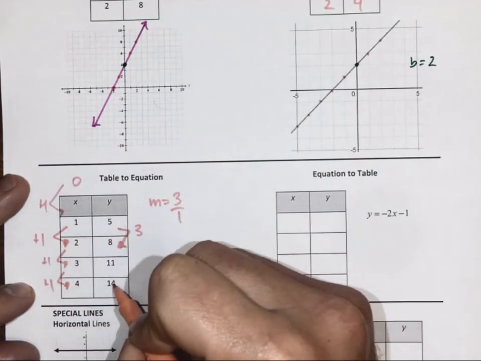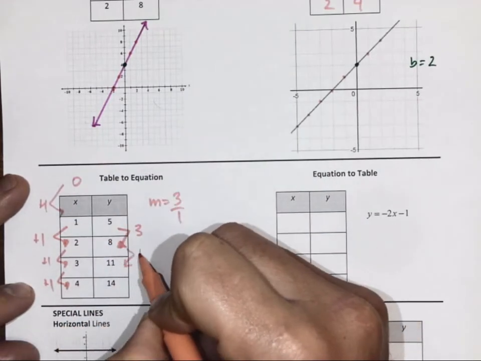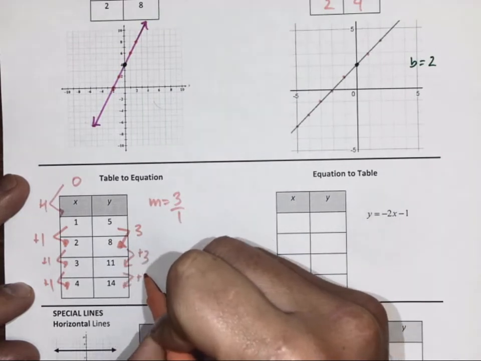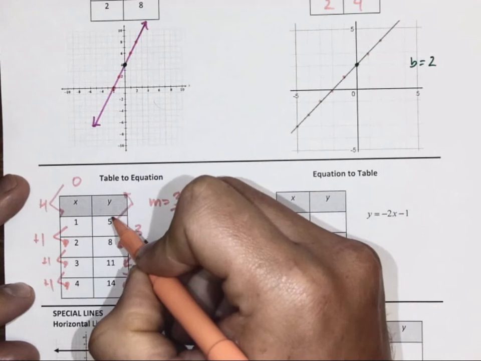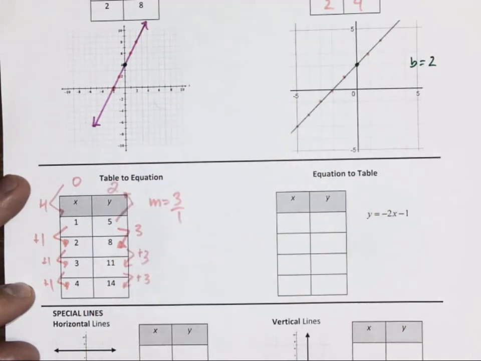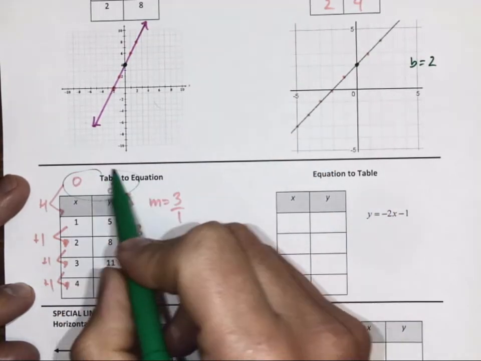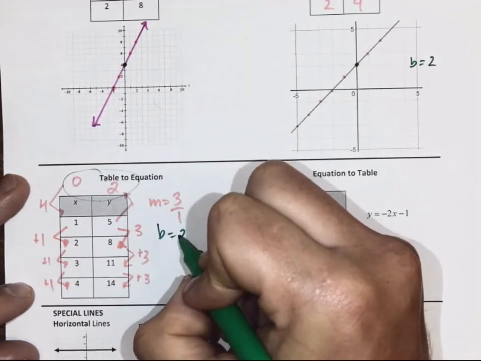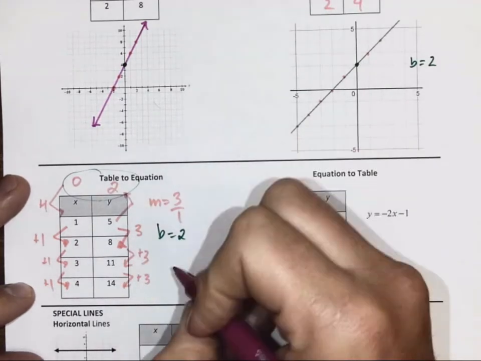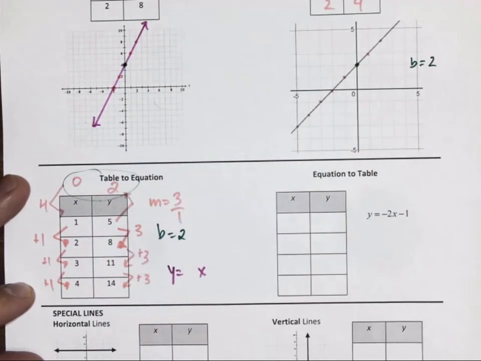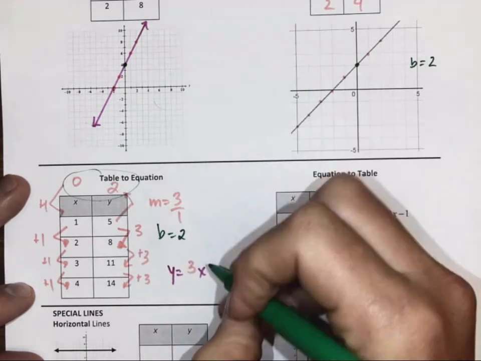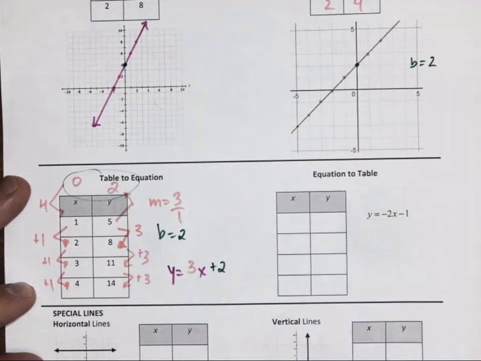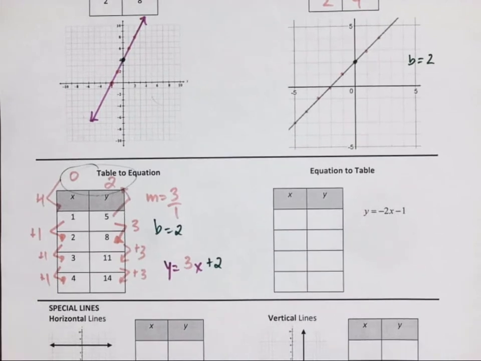So if this is always going up by 3, I'm going to go backwards. It's going to go down by 3. 5 take away 3 is 2. And there's my y-intercept. Now I have everything I need for my slope. y equals 3x plus 2.